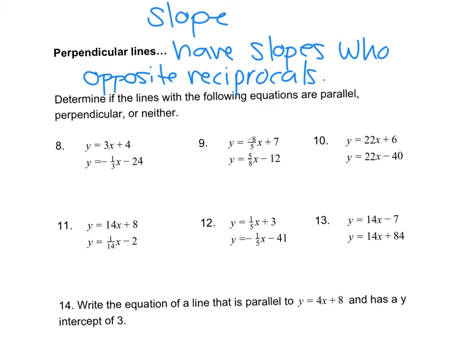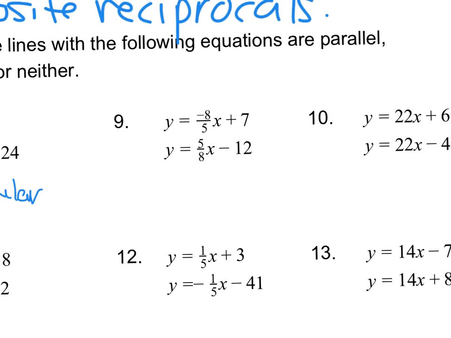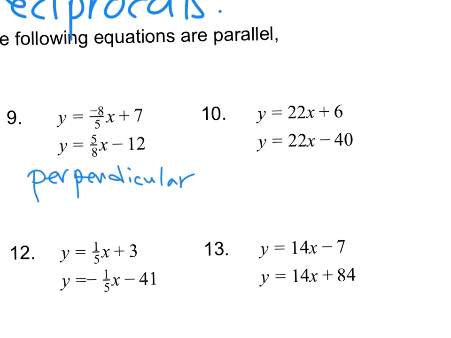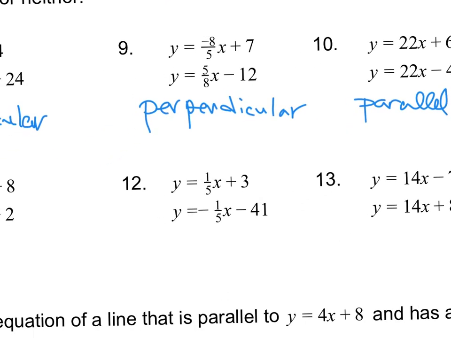Perpendicular. And we know that because if we look at these two slopes, we find our slopes and we see the opposite reciprocals, so they must be perpendicular. Okay, what about number 9 here? Perpendicular as well, using the same kind of logic. Okay. All right, if we look at number 10. Parallel. Yep. 11.